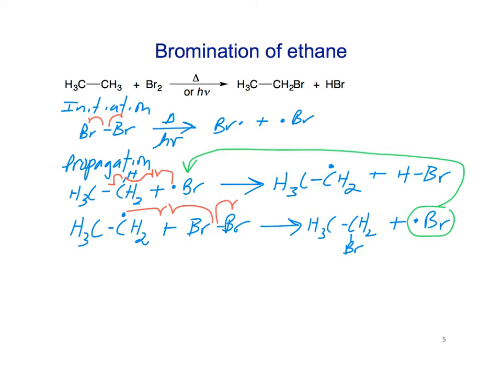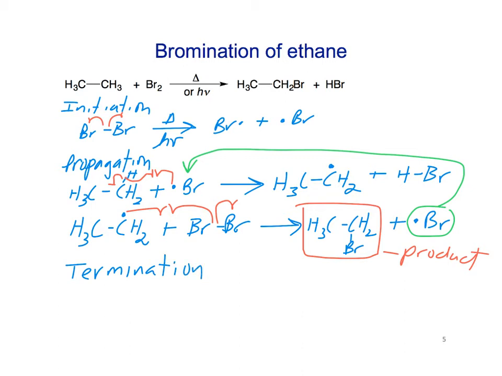All right, so here's our product. This is where most all of the product is going to be formed. But the last step is the termination. The termination can be the combination of any two radicals in this process. So it could be like what was just suggested. One possible termination would be two ethane radicals come together. These could combine, and it would form just butane.